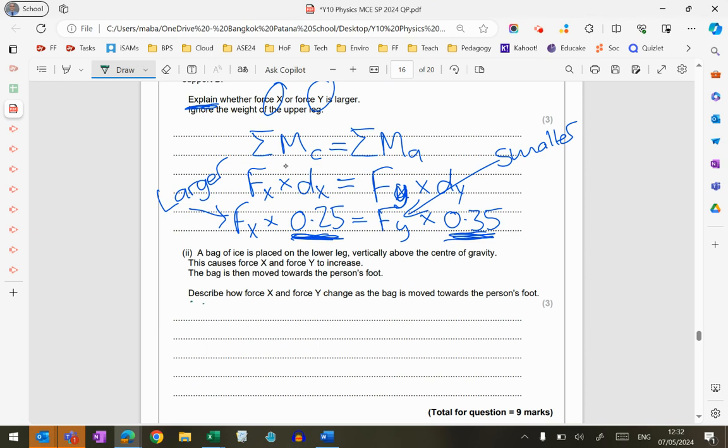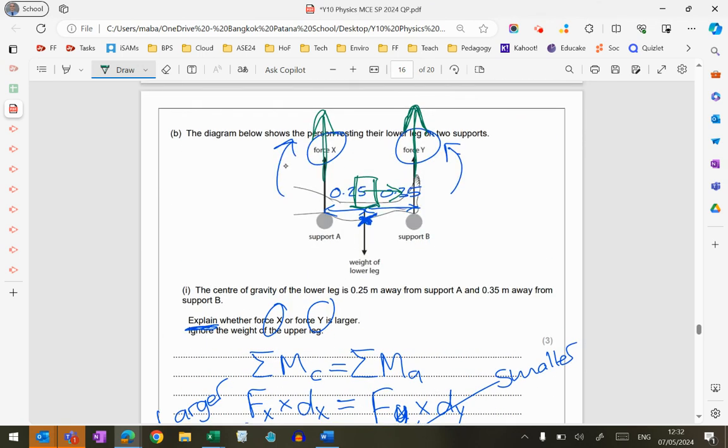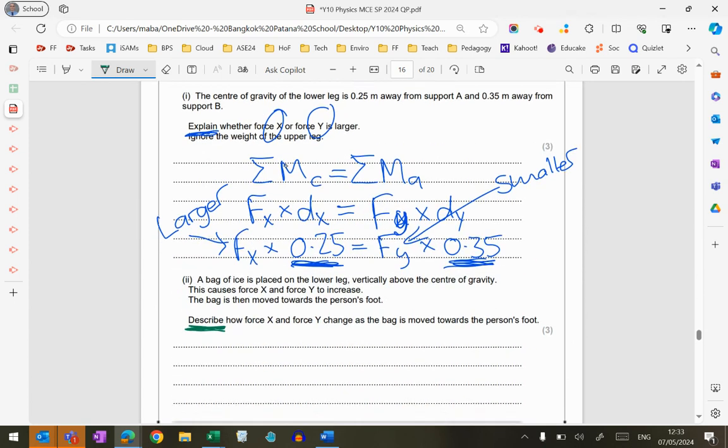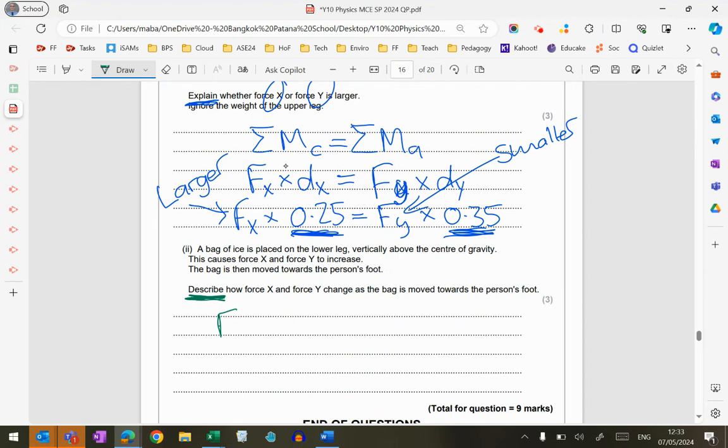Now look, this is absolutely critical here. They're asking you to describe. They're not asking you to explain. They don't want any explanation at all. So as we go in this direction, as we get closer to this support, then obviously force Y is going to increase and force X is going to decrease. So that's all we're going to say. Force X is going to decrease, force Y is going to increase. So all I've done there is I haven't explained, I've just described.